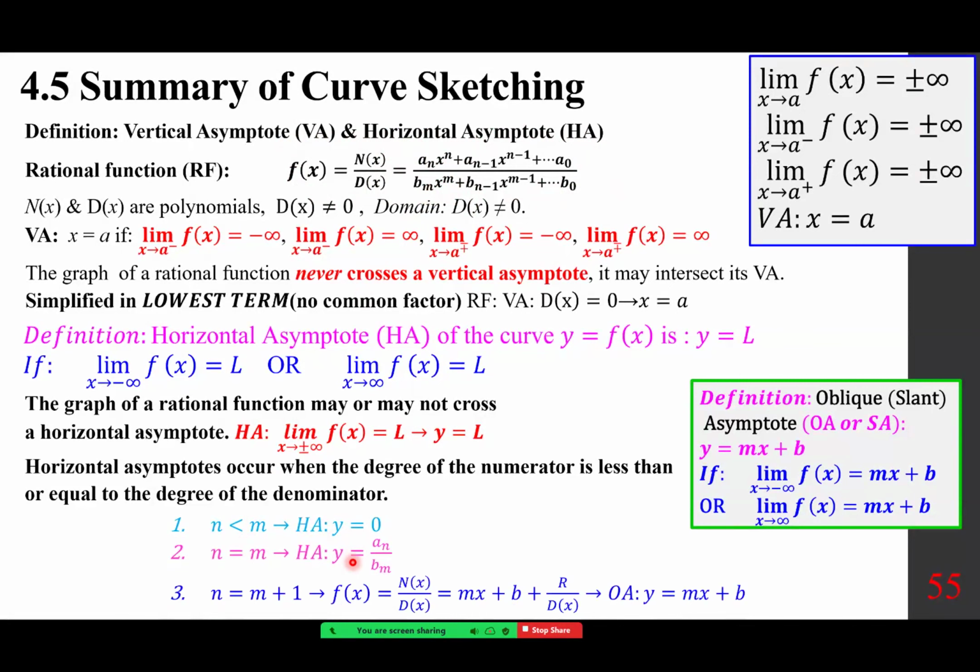If n is precisely m plus 1, then we do the division using long division or synthetic division. We get mx plus b, which is a first degree, and then the remainder. This one, y equals mx plus b, is your oblique asymptote. So the difference of degree must be precisely 1. That's why we get a linear function.